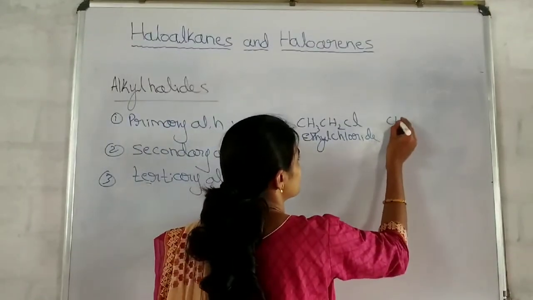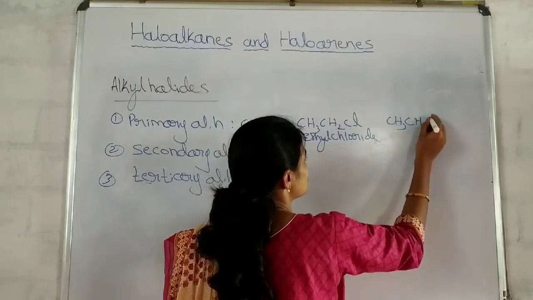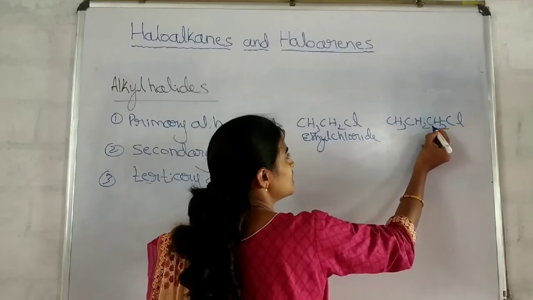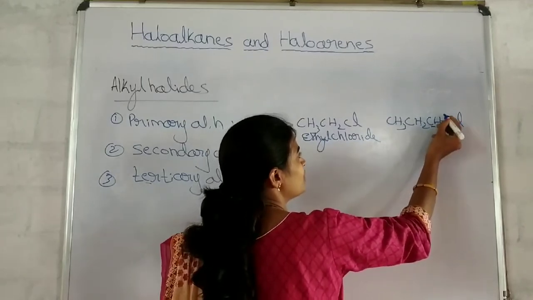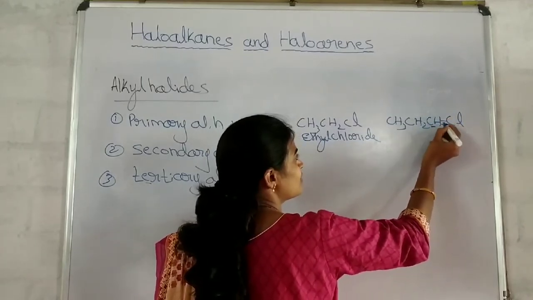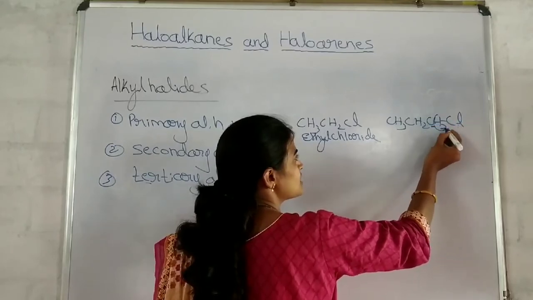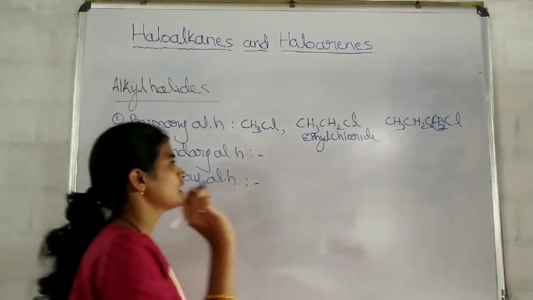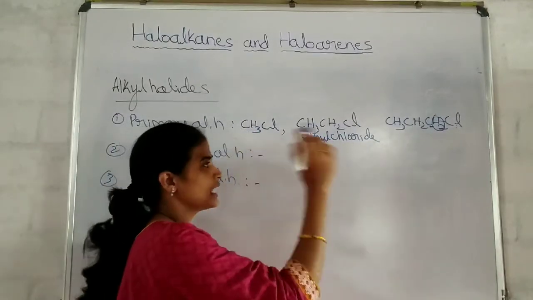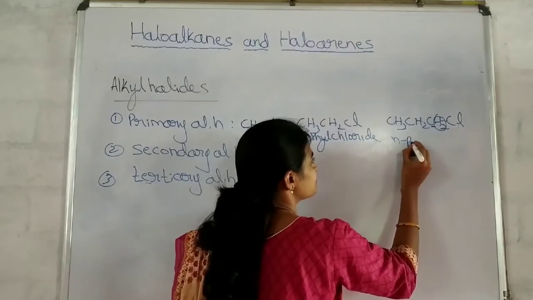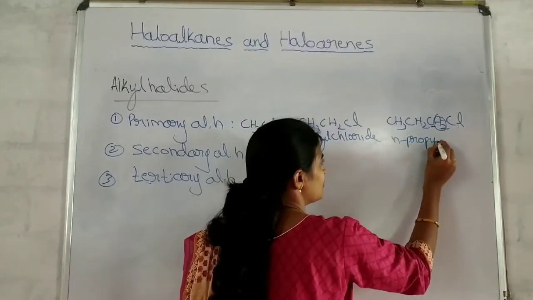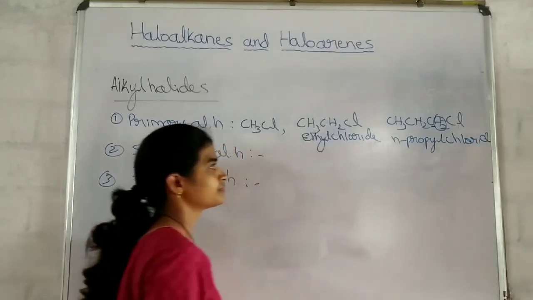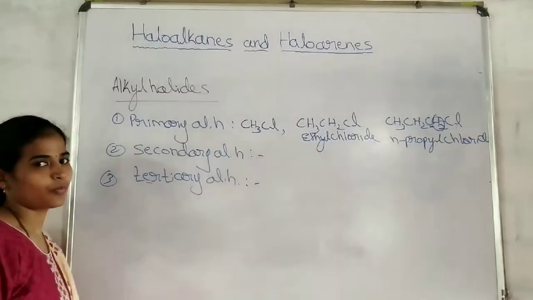See the next one, CH3CH2CH2Cl. You have to just check the carbon atom to which the halogen atom is attached. This carbon atom to which the halogen atom is attached contains 2 hydrogen atoms. Therefore, it is an example for primary alkyl halide. The common name of this is n-propyl chloride.